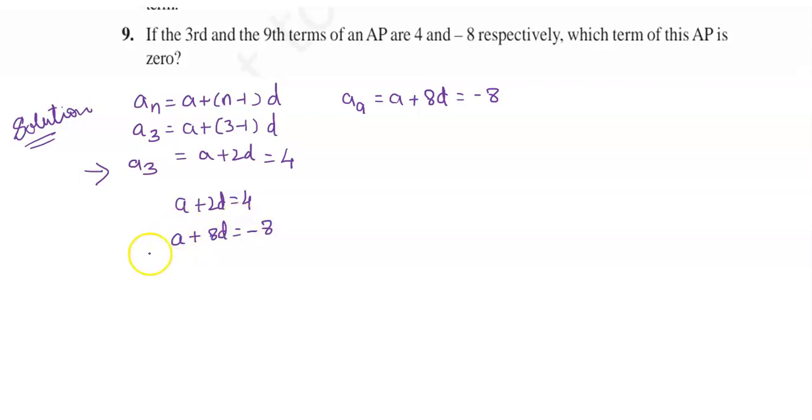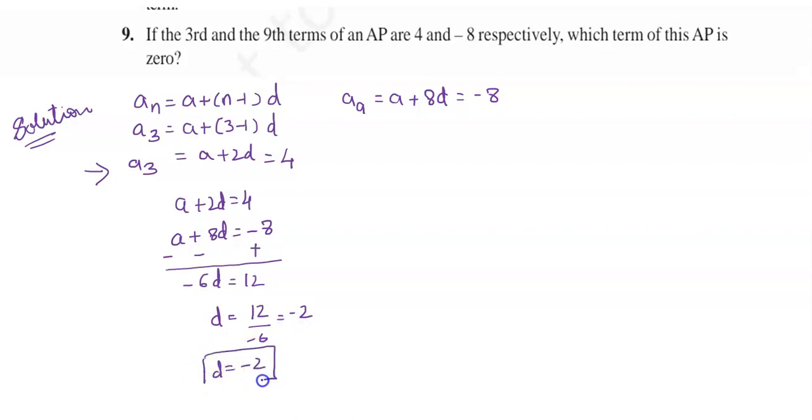So we'll solve this. Changing the signs here, this plus will become minus, this minus will become plus. So plus minus is minus, students. So minus 6d is equal to 12. So what is the value of d? d is equal to 12 divided by minus 6, which is equal to minus 2. So d is equal to minus 2. So we have got the value of d.